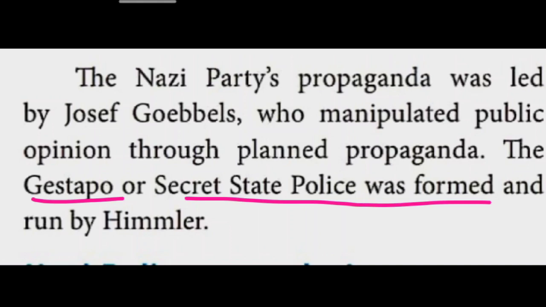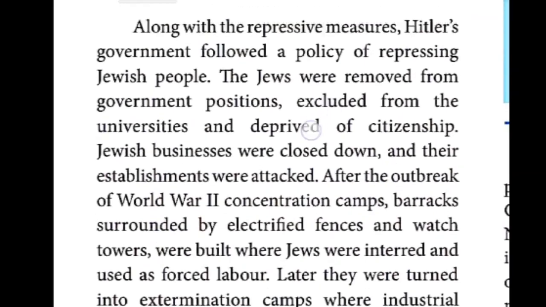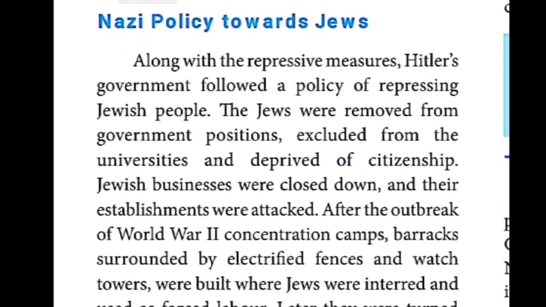The next thing given is Nazi policy towards the Jews, the Jewish people. Whatever things Hitler did, they were total atrocities, cruel measures taken by Hitler against Jewish people. Nazi policy towards Jews, along with the repressive measures. What is meant by repressive measures? Cruel policies, that's the meaning.